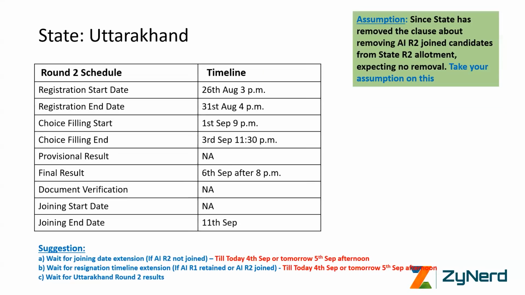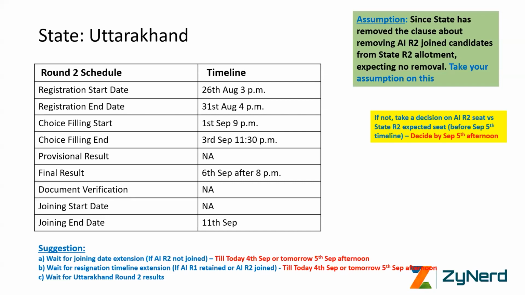Uttarakhand also changed its prospectus to allow round 3 upgradation. Almost all the states are allowing round 3 upgradation, and the Uttarakhand state has changed its prospectus to also take away the complete join clause and the ineligibility matrix, etc.